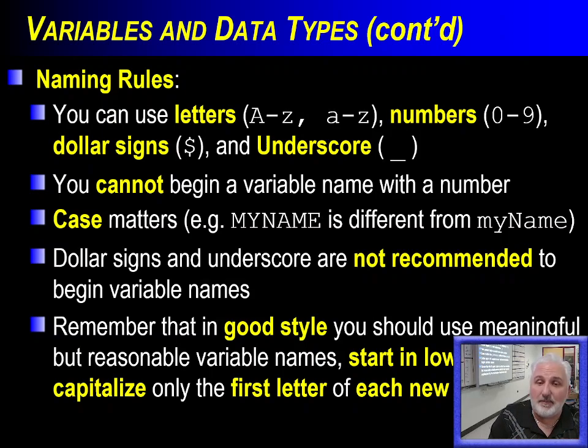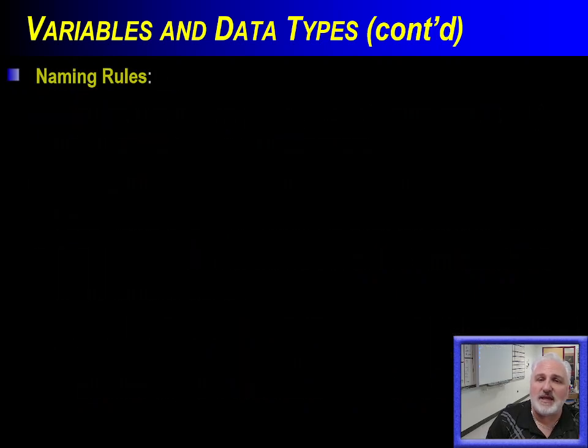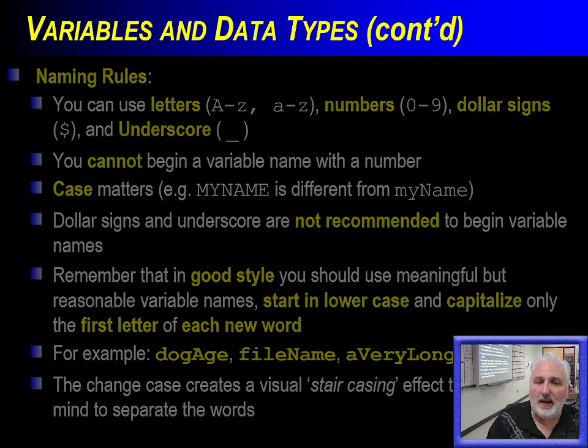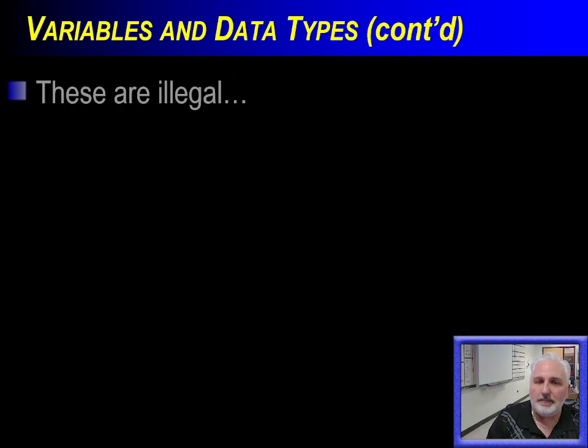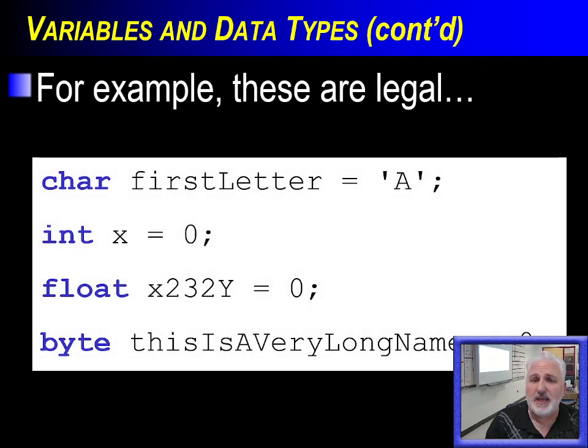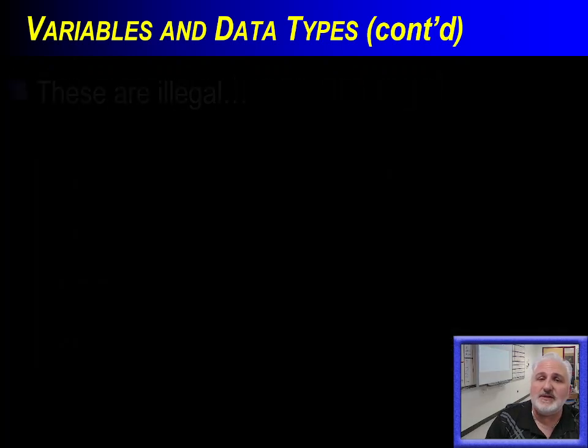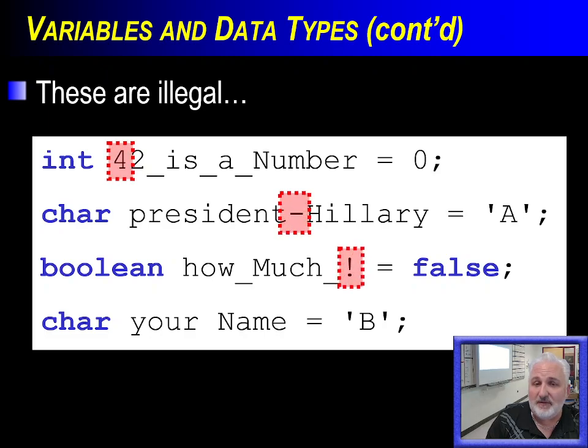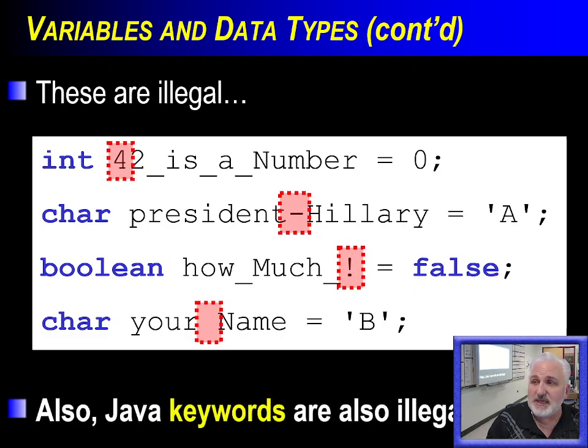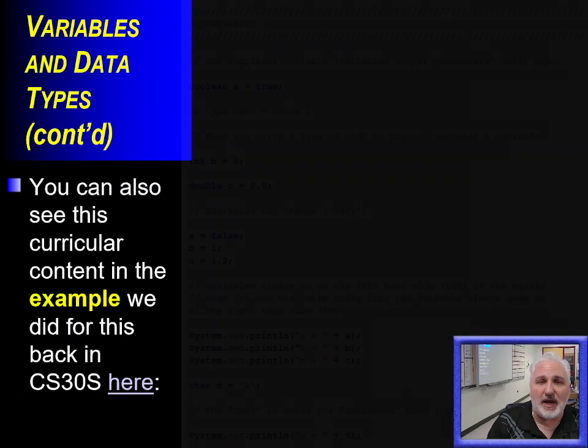Case matters, upper versus lower case. And the good style you would generally use is camel casing style. So these are some examples of legal variable names in Java, and these are some examples of illegal variable names in Java for various reasons, using illegal characters, spaces, etc. The other illegal names for variables are keywords. So you couldn't, for example, name a variable int. You couldn't say int and name it that, because int is already a reserved keyword in Java.